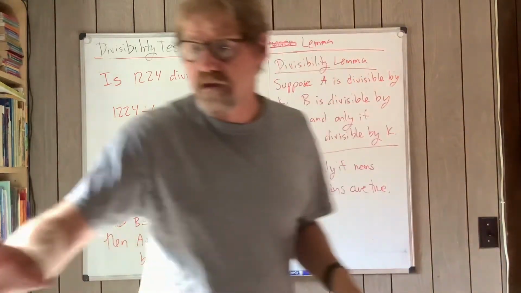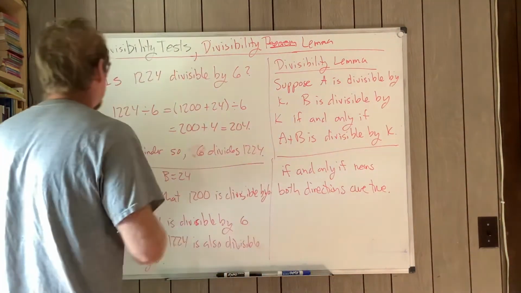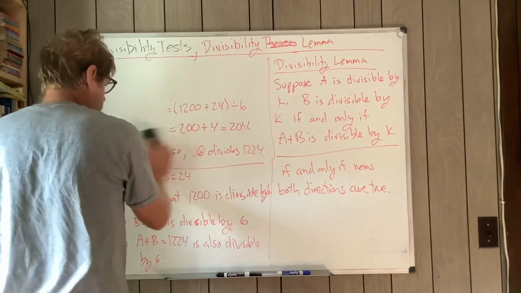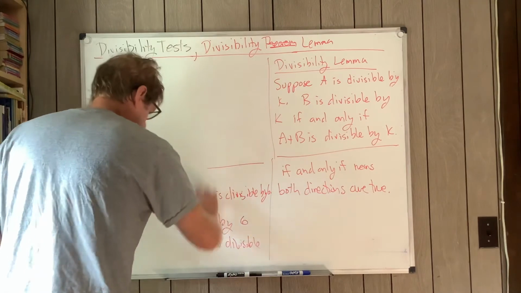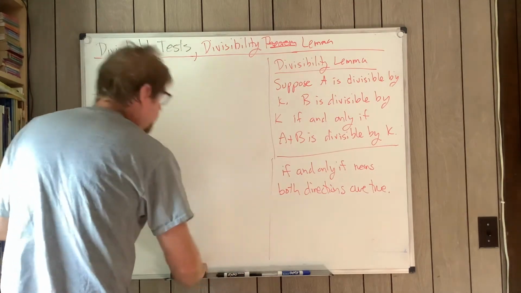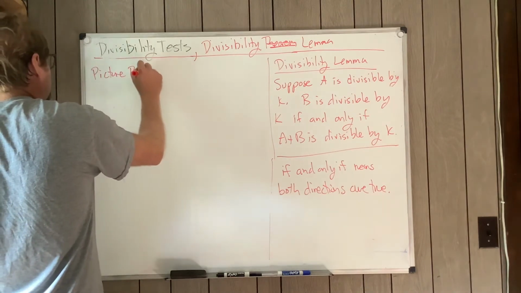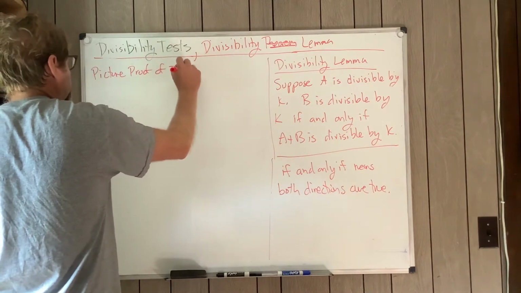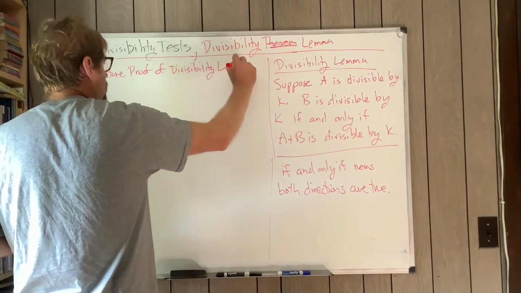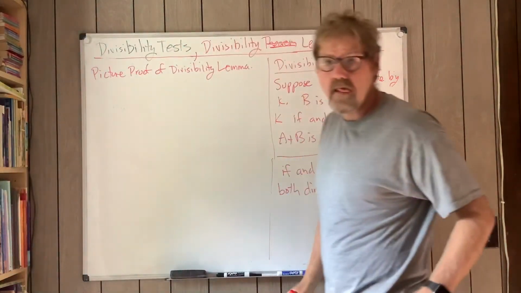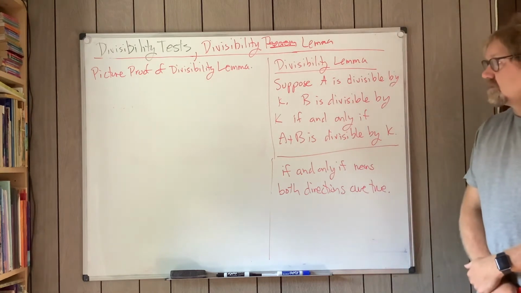All right, let me show a little bit about this. I want to talk about a proof of these. We are going to be doing some proofs in this, and so it's a good idea to just start looking at the way that these work. We've got these two things, so picture proof of divisibility lemma. Okay.